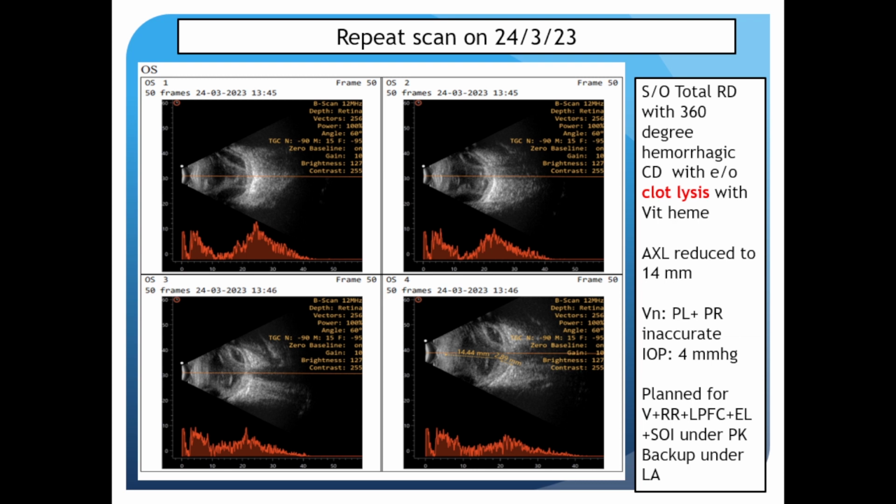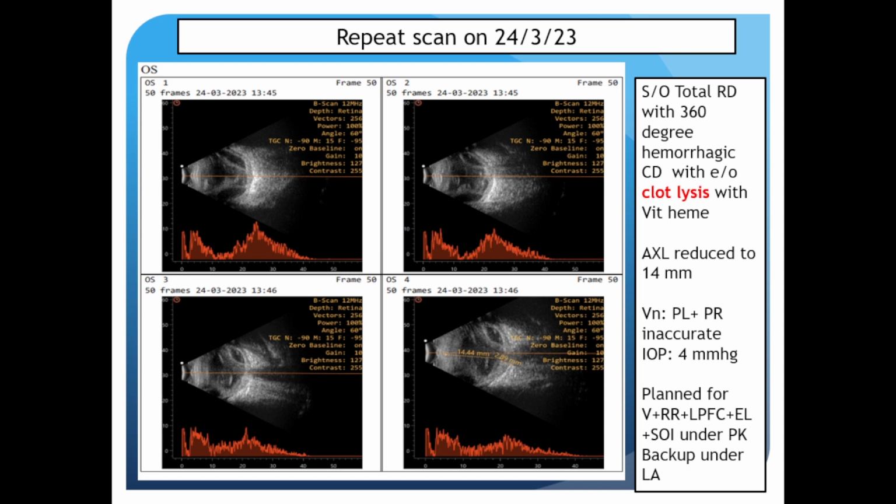So this is the scan suggestive of hemorrhagic CD, but still the evidence of clot lysis can be seen in this particular image. You can see there is some clear area. So this was the evidence of clot lysis, and the axial length is still reduced to 14 mm. Patient had the IOP of 4 with the PR inaccurate.